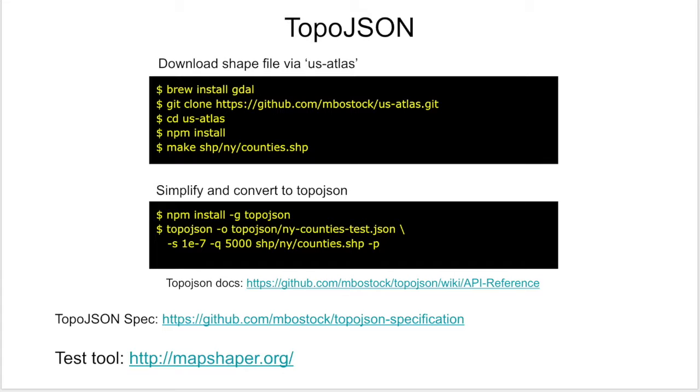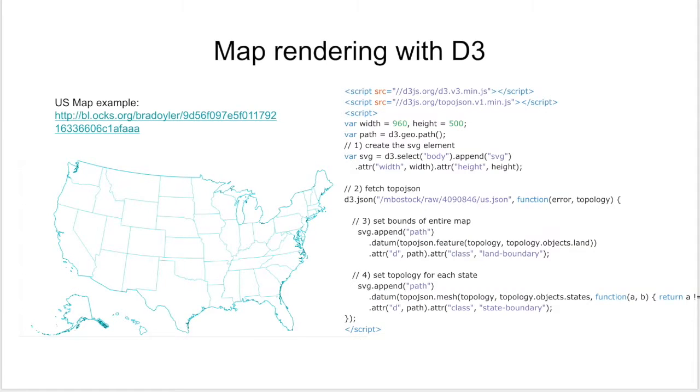Yeah, so let's look at a quick map rendering using D3. This example is definitely a client-side example. It's actually pulled from blocks.org. Anyone familiar with blocks? Awesome site if you're doing anything D3.